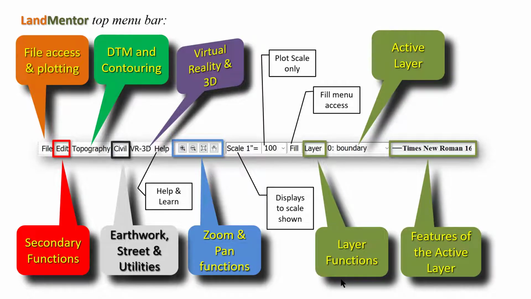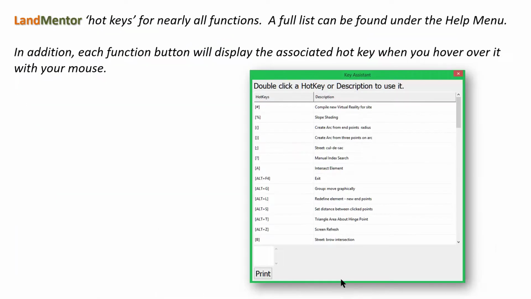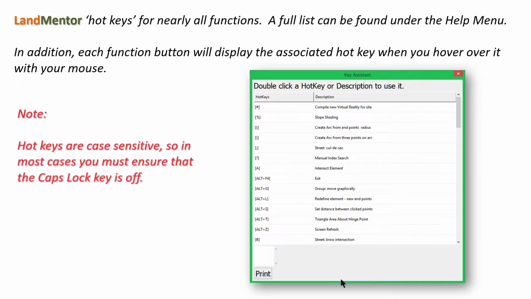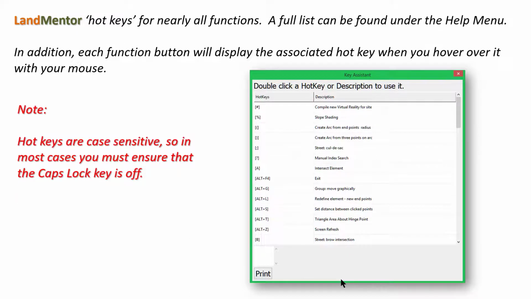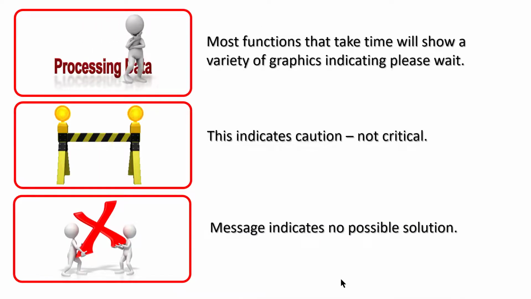Layer functions. Our layers are far easier and more powerful than CAD that you'll learn soon. Hotkeys are for almost every function. You don't want to be pressing the button all day long. You want to learn the hotkey, and then you really can be fast with your work. It is case sensitive. I would recommend getting your caps lock key deactivated because you don't want to hit that by mistake, because then the function doesn't work on your hotkeys.